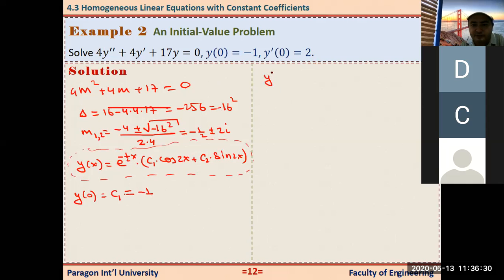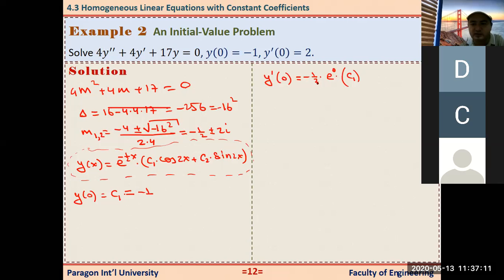So this y prime of 0. First, if we differentiate this and substitute 0, we will get minus 1 over 2 times e to the power minus 1 over 2 x, which at 0 is equal to 1, times c1. Because this is a product, u times v, so u prime v plus u v prime, right?